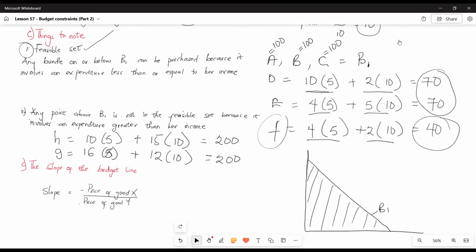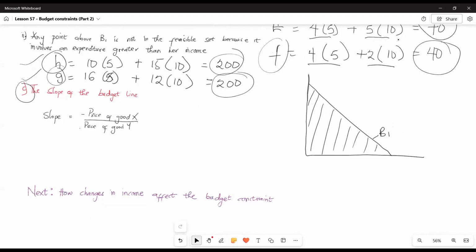So what this means is that Ella has an income of £100 per week, but bundle H costs Ella £200 and bundle J costs Ella £200. So these two bundles are not feasible because given Ella's income and the prices of the goods, she cannot buy bundle H and bundle J. So any bundle that is not affordable, given the income and the price, is not in the feasible set.